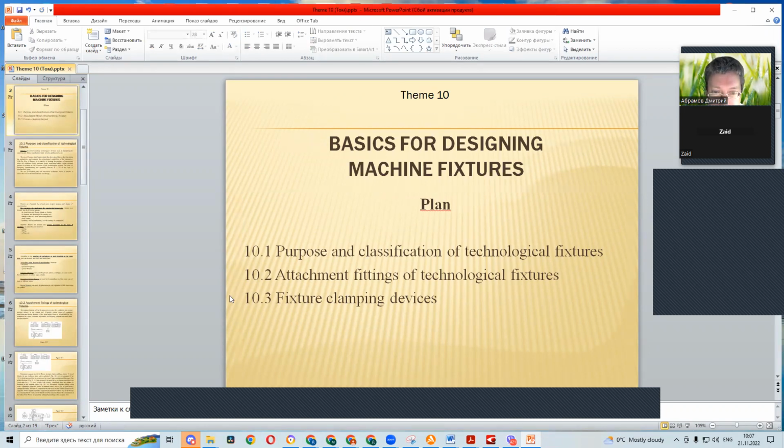10.1 Purposes and classification of technological fixtures. 10.2 Attachment fittings of technological fixtures. And 10.3 fixture clamping devices. Please write down to your notes the theme and plan of our lecture.